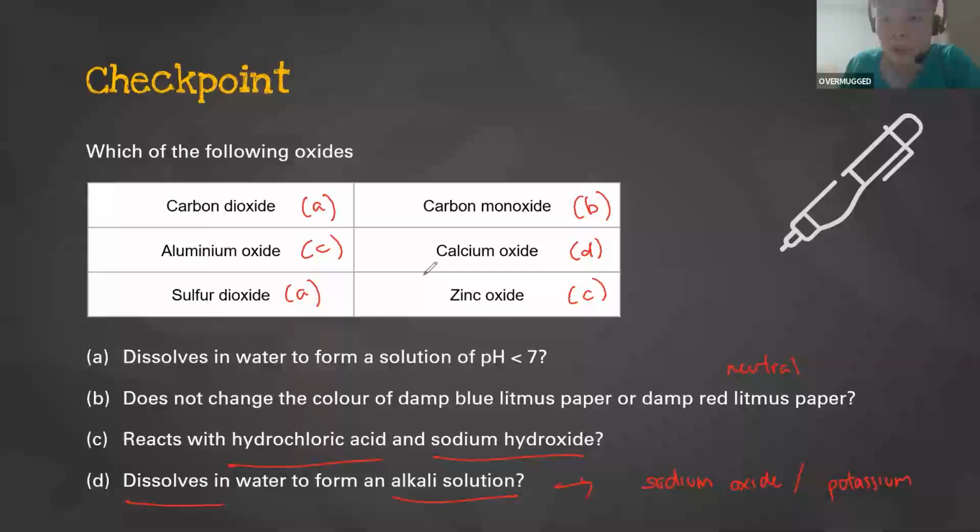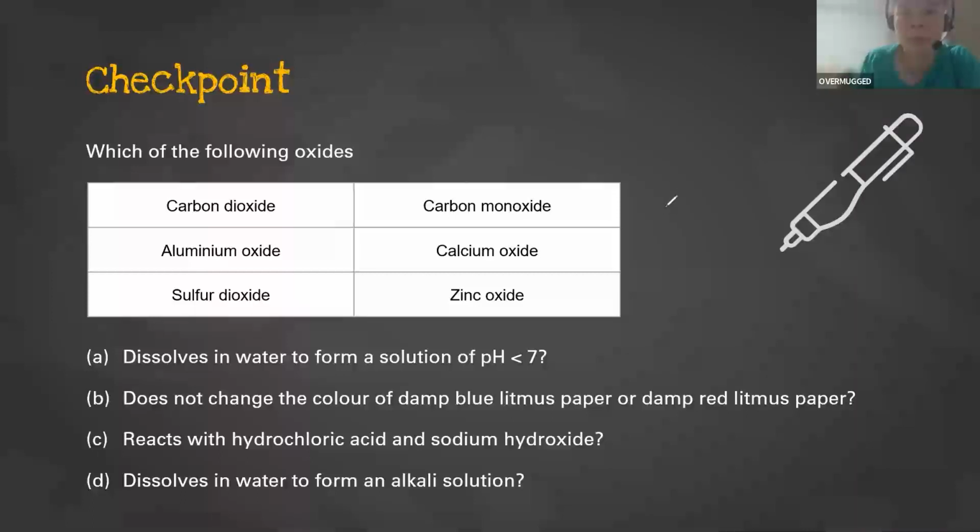How can you distinguish between acidic and alkaline solution? For simple tests, you can add universal indicator, right? Or you can add your litmus paper. Use your litmus paper, like damp blue or damp red, and see if it changes color or not. If you add universal indicator, then you have the rainbow color.